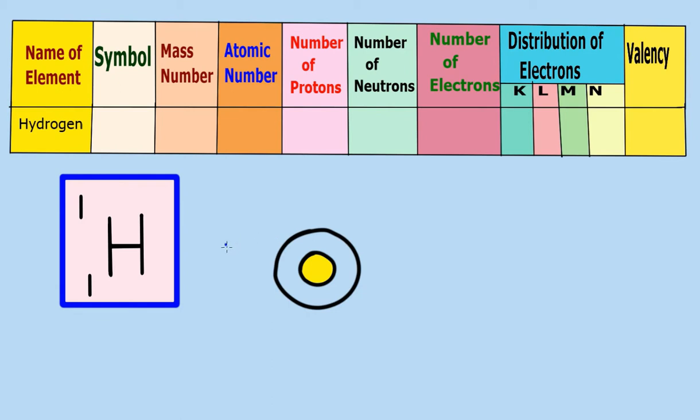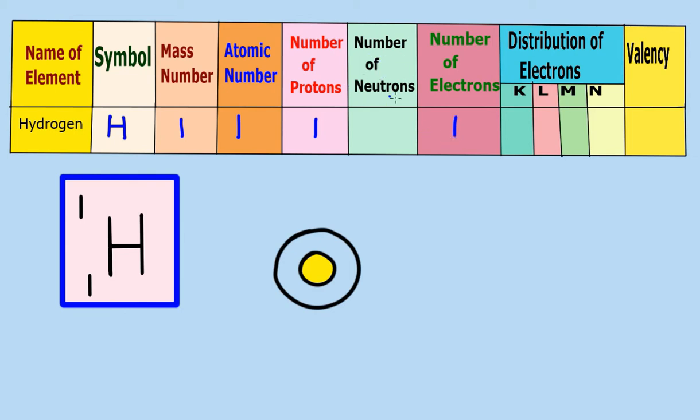Let's discuss the electronic configuration of some elements now. We start with the hydrogen atom. Hydrogen is represented by the symbol capital H. What is its mass number? 1, because the mass number is written on the upper side. What is its atomic number? 1. Number of protons is equal to atomic number. So if atomic number is 1, number of protons will be 1 and number of electrons will also be 1.